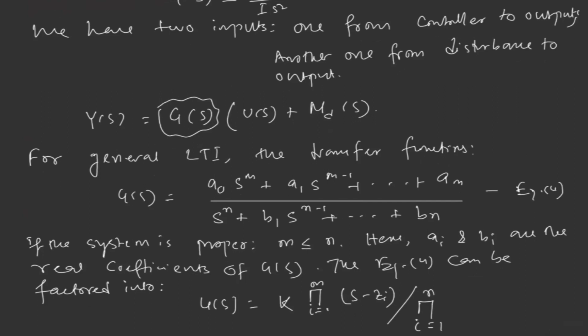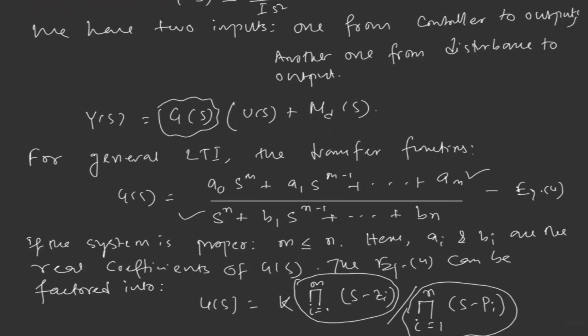n of (s minus p_i). So here z_i, I mean, we can write this numerator polynomial in this form, and the denominator polynomial we can factor in this form. So basically from this concept we'll be coming up with the concept of pole and zero.